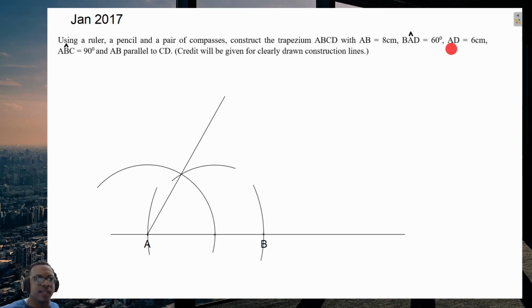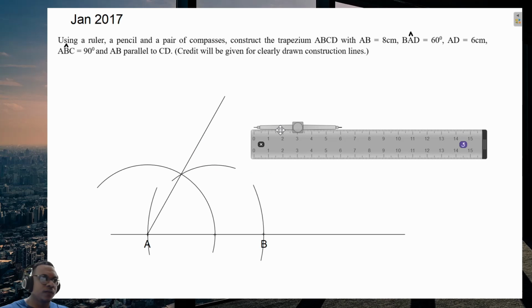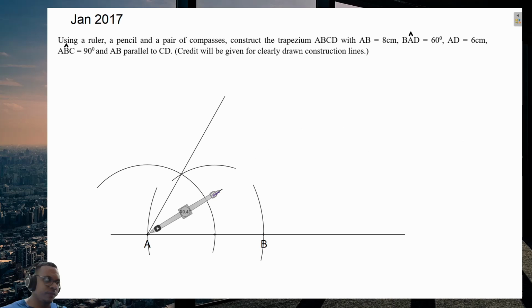So next we have the line segment AD is 6 centimeters long. That means from this endpoint A, 6 centimeters along this line will be the endpoint D. So we'll open out our compass to 6 centimeters. And we place the compass point at the point A, and we'll make an arc to cut the line. And this point here will be our endpoint D.